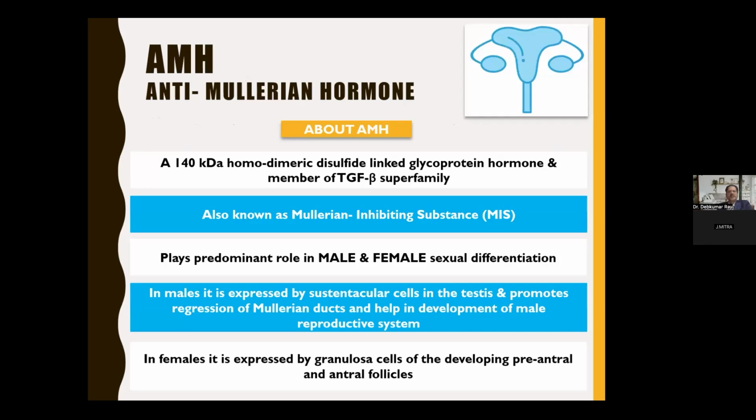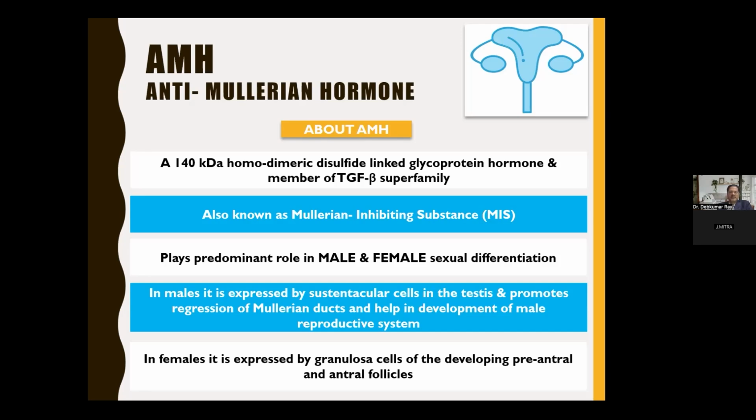The next one, AMH, which stands for anti-Mullerian hormone, has a 140 kilodalton molecular weight, homodimeric disulfide linkage, and is glycoprotein in nature. So it is a glycoprotein hormone of the TGF beta superfamily, which I mentioned in my previous slide. It is also known as Mullerian inhibiting substance, or MIS. Both of these are synonymous and play a predominant role in male and female sex differentiation.